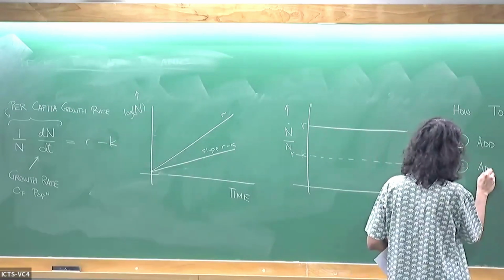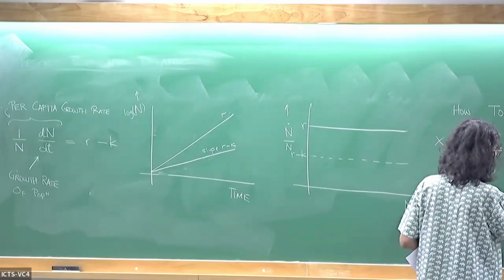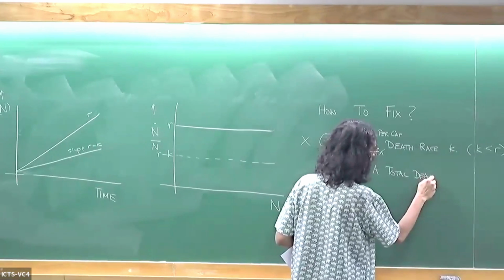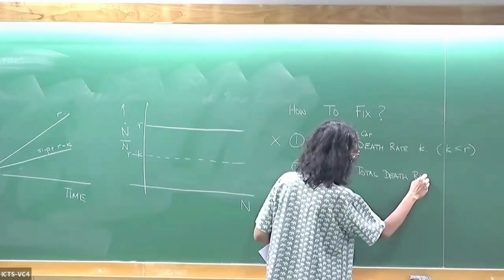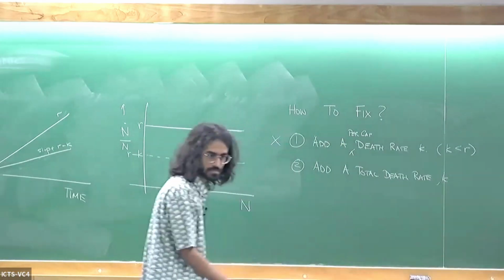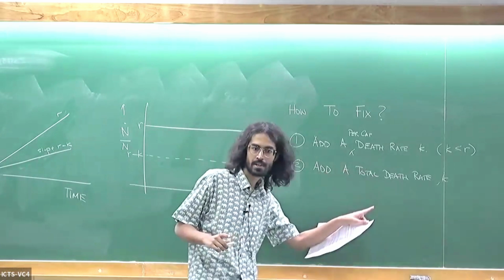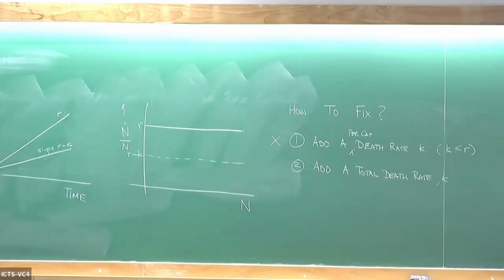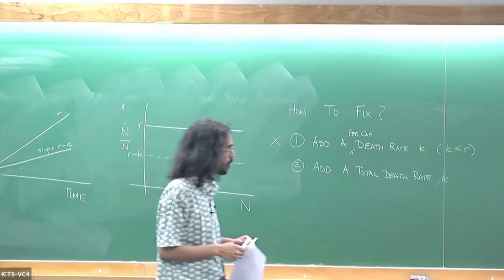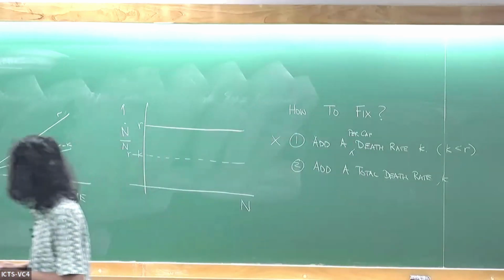Let's say this. You can add a total death rate as opposed to a per capita death rate, and I can call that k. Okay, do people understand the difference between a per capita death rate and a total death rate? Okay, think about this for some time.